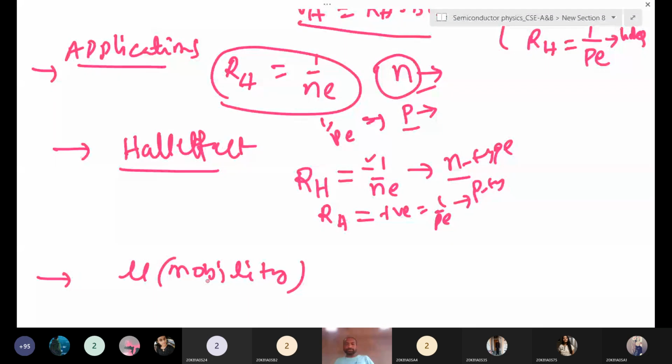These are a few applications. You can also go through Google and find many more applications. Tomorrow we have a small portion left. If someone has a doubt, ask. So this is the Hall effect.